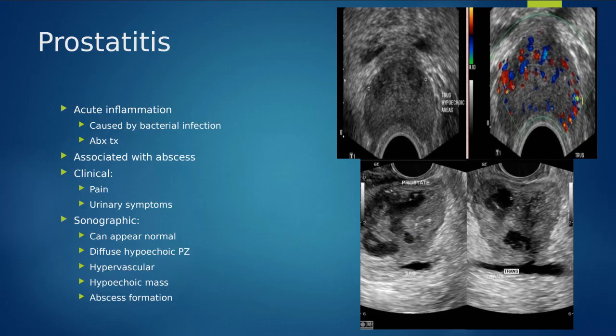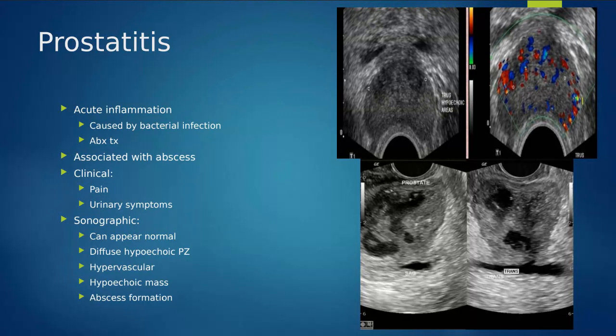Moving on to prostatitis, this is what we call acute inflammation of the prostate, and this is commonly going to be caused by a particular bacterial strain. So this is a bacterial infection that causes the inflammation of that prostate tissue. Very easy to treat with antibiotics, but if we don't treat this and completely get rid of the bacterial strain, it can lead to an abscess formation, and it can lead to chronic inflammation, which we'll talk about in a second.